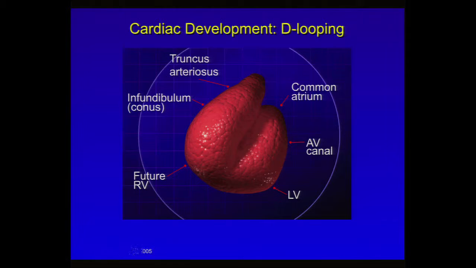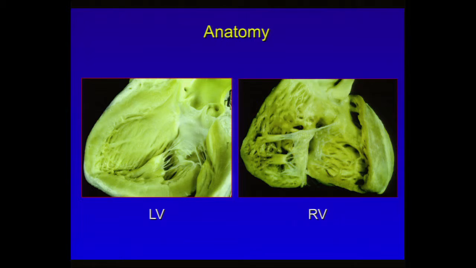So now the common atrium has moved to the back. It sits posterior to the ventricle. It connects with the left ventricle. It aligns exclusively with the left ventricle at this stage through the atrioventricular canal. We begin to see the left ventricle anterior and to the left, and the future right ventricle here at the base of the infundibulum leading to the truncus arteriosus. So this is how we got to a left ventricle on the left side, a right ventricle on the right side. And let's shift our attention to the anatomy.